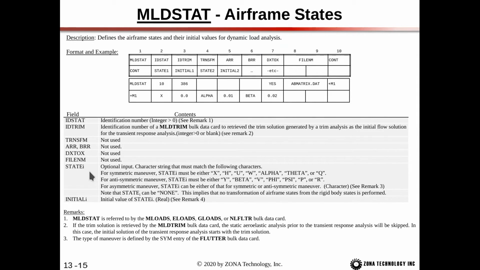Then we have our state and initial. This is an open-ended input. So state is a character string which matches one of the following airframe state characters. For symmetric maneuvers, we can have X, H, U, W, alpha, theta, or Q. For antisymmetric, we have Y, beta, V, phi, psi, P, and R. And for asymmetric, state can be any of the combined. And then initial is the initial value of the state. So this is used for converting the rigid body modes to airframe states.